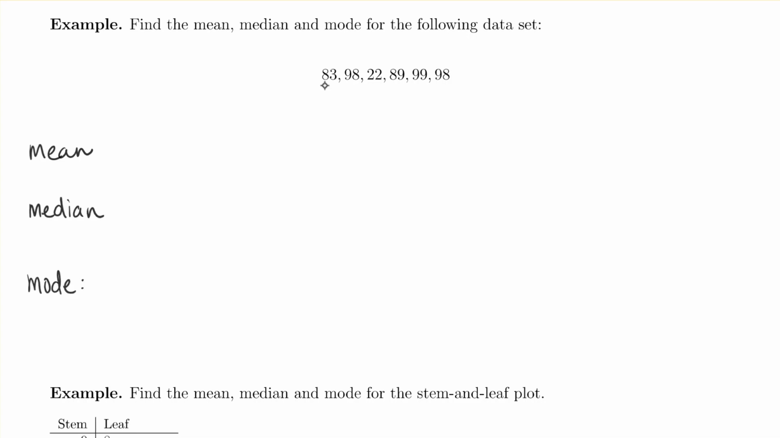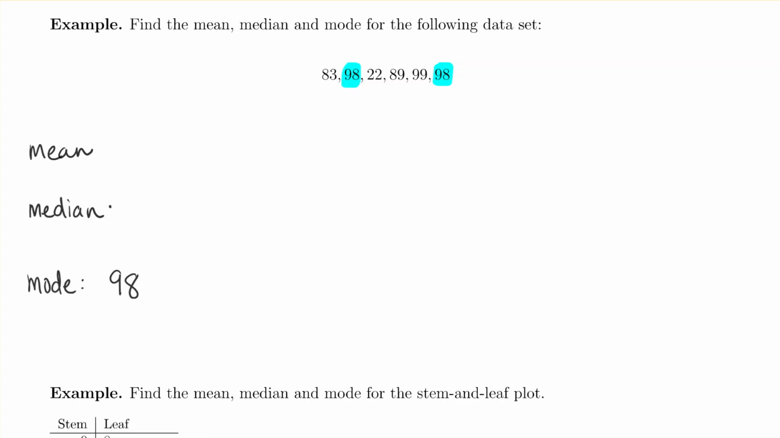So looking through this list, I can see that 98 appears twice and all the other digits appear just once. So my mode for this problem is 98. Now keep in mind, if another digit had also appeared twice, then the mode would be 98 and that other value, because there can be multiple modes if they tie for most commonly appearing.